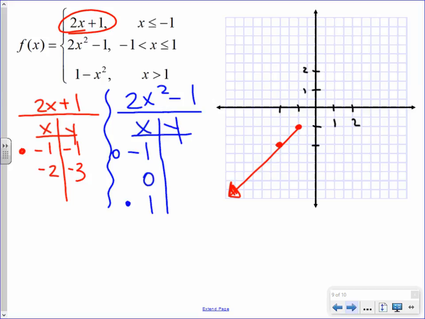That's just a little reminder. You don't have to write that down. But when we plug in negative 1 to that second piece, we get 1. So we're going to put an open circle at negative 1, 1. When we plug in 0, we get negative 1. That can be a closed circle because we have a value there. And when we plug in 1, we get 1. And we have a closed circle because 1 is included. So there is that piece.